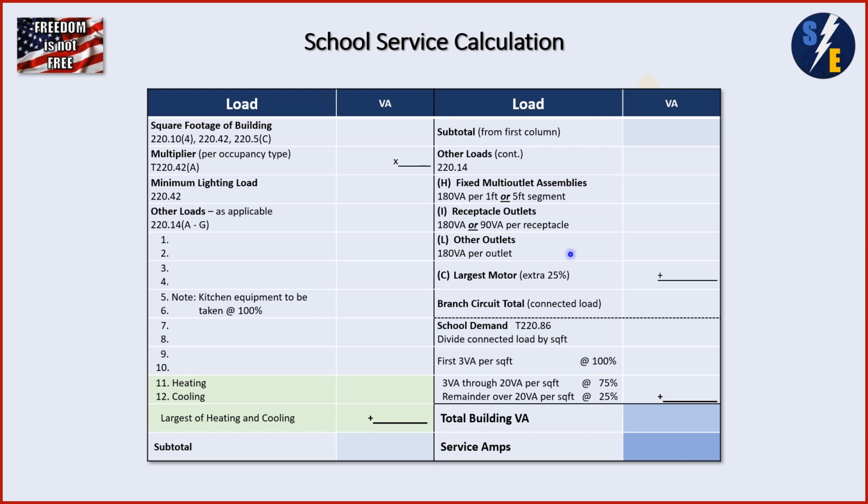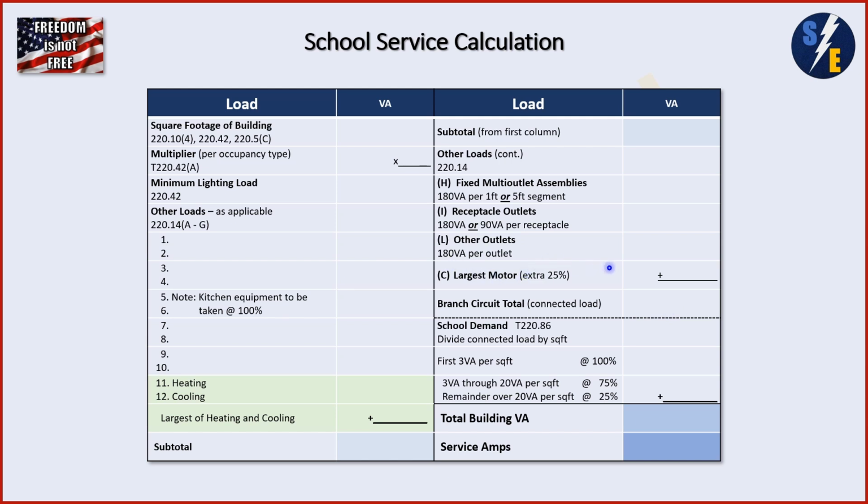Then at the very end, we're going to go back to C, which is our motor loads, and we're going to find the largest motor in the whole building. I put this here because it's easier once you have all your loads established, then you can look through them and find out what your largest motor is. We're going to take an extra 25% of that and add that to our calculation. So we'll add all these together, we'll come up with a branch circuit total. This is our connected load.